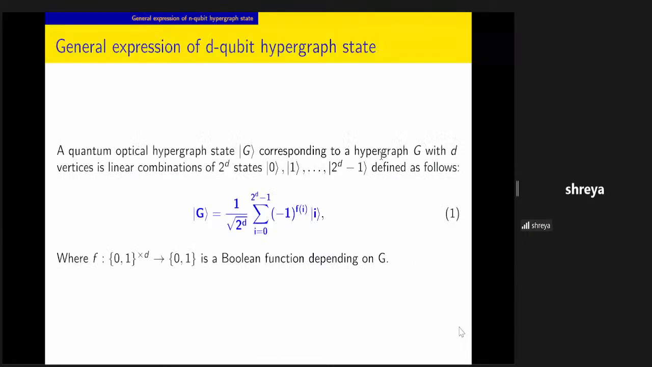After that, we will come to squeezing. Squeezing is a quantum property. And for that, we have taken a generalized expression of a hypergraph state. This G is a generalized hypergraph state for 2 to the d dimension, for a d-qubit system, meaning 2 to the d vertices, and it will go up to 2 to the d.